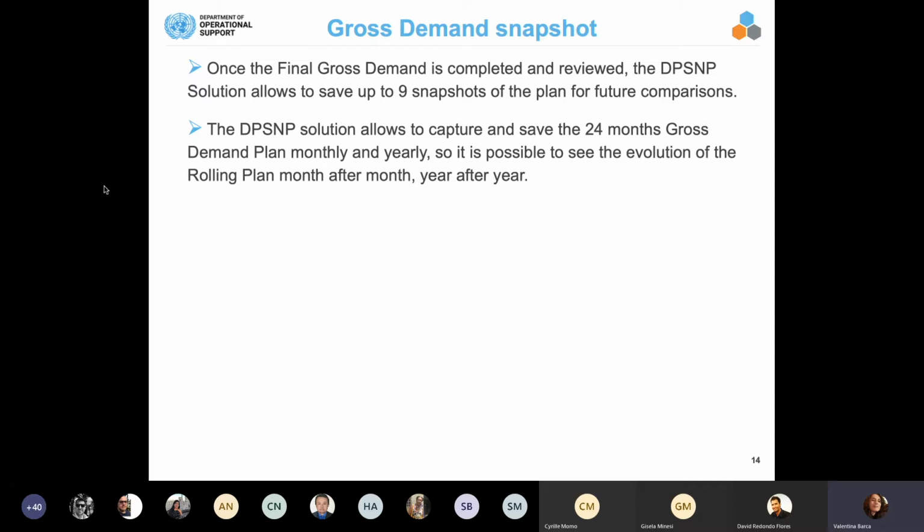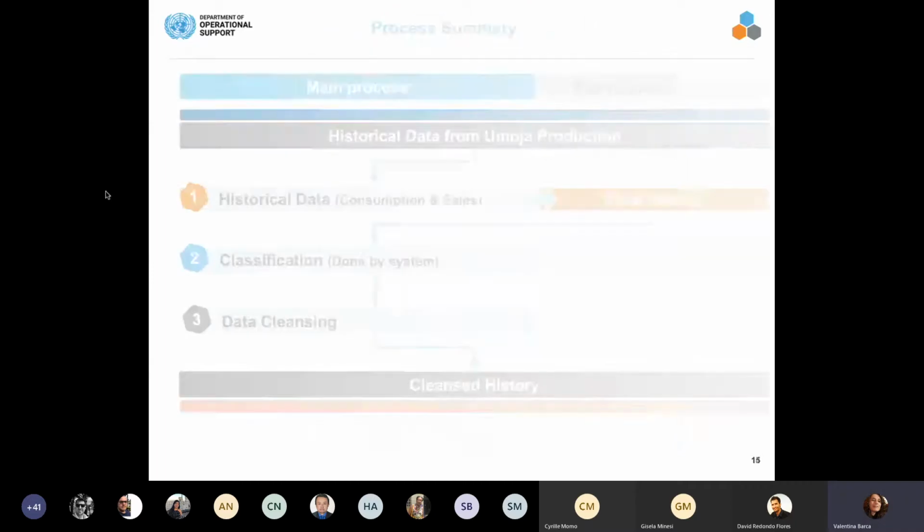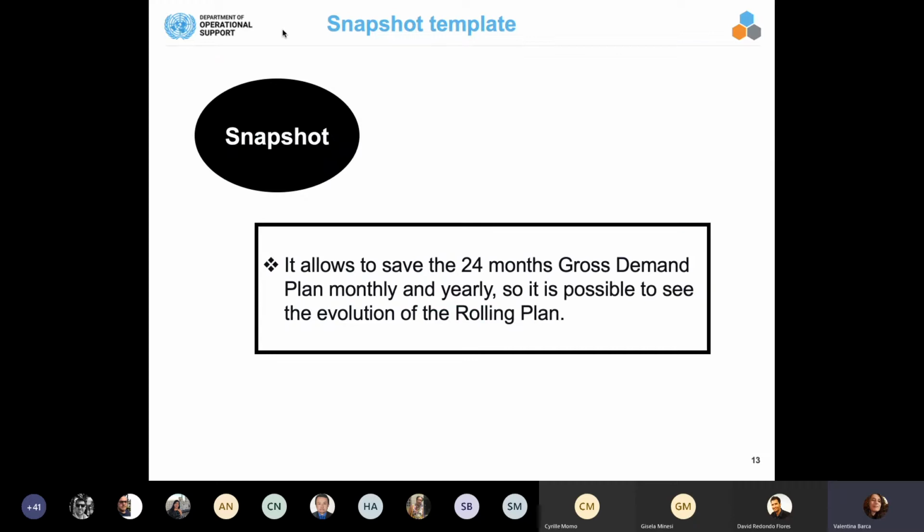It's just a very simple way to see the evolution of the rolling plan year after year. So you're going to see in a moment how it looks. Sorry, one second. Okay, the template disappeared. I'm sure David will show that.